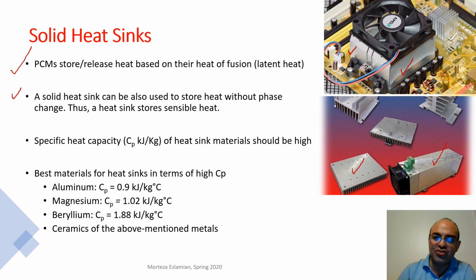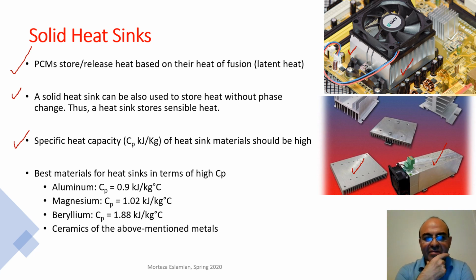A solid heat sink can also be used to store heat without phase change, because it does have a heat capacity. Thus a heat sink stores sensible heat. Sensible heat means the heat transfer is because of a temperature difference, and as heat is added, the temperature will go up and go down when heat is removed. So for the specific heat capacity, Cp, or simply C, for solids we have only C, Cp and Cv are equal. The specific heat capacity of heat sink material should be high.